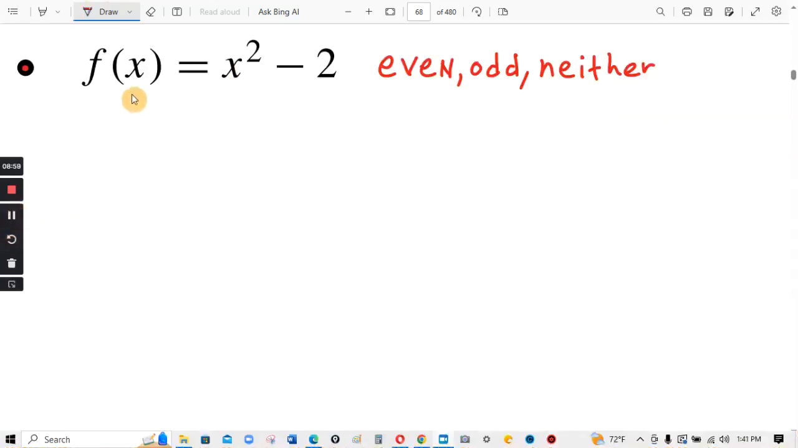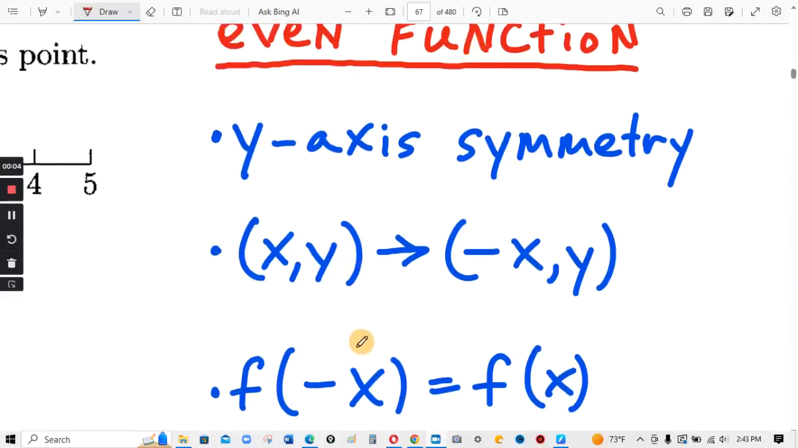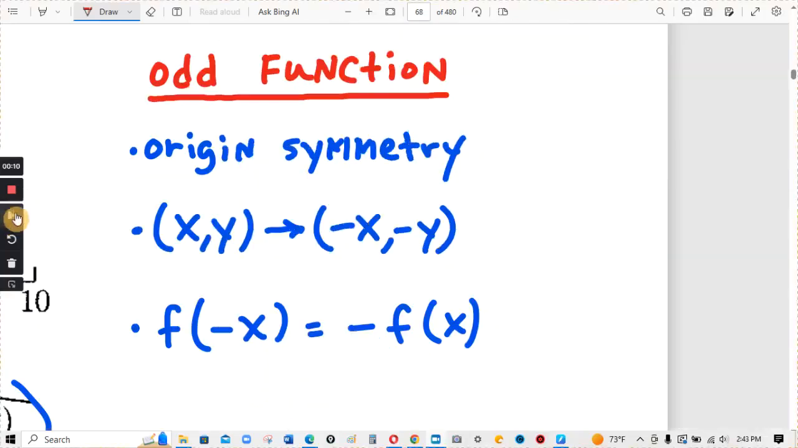So for this example right here, we're going to say if it's even, odd, or neither. We'll call the test to see if it's an even function. You plug in negative x in place of x and see if it returns the original function. If not, then move to the odd function test. You plug in negative x and see if it returns the negative version of the original function.